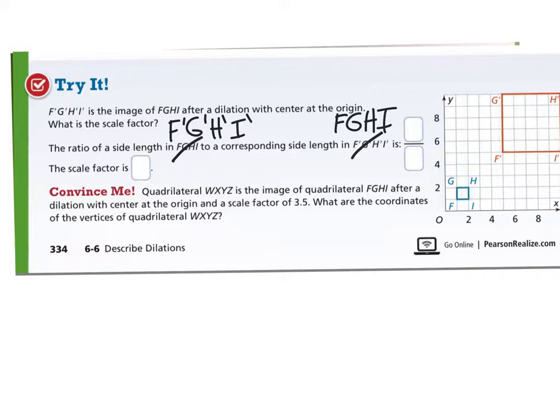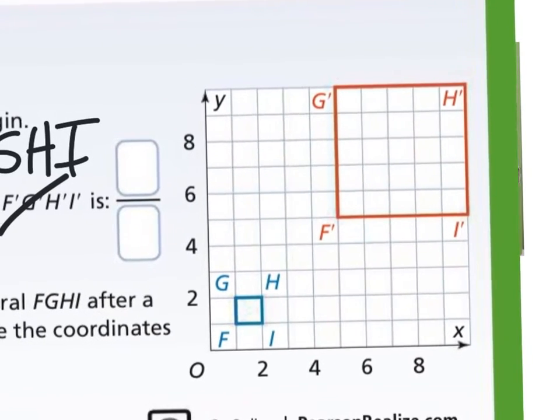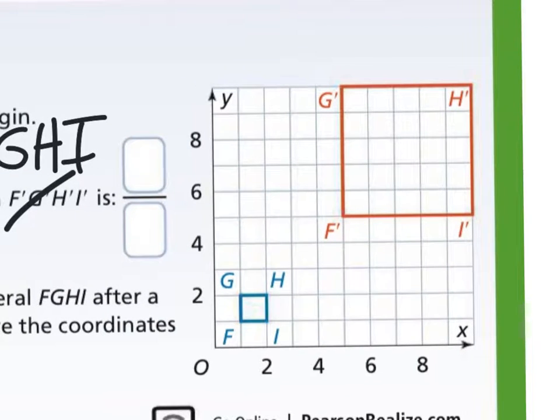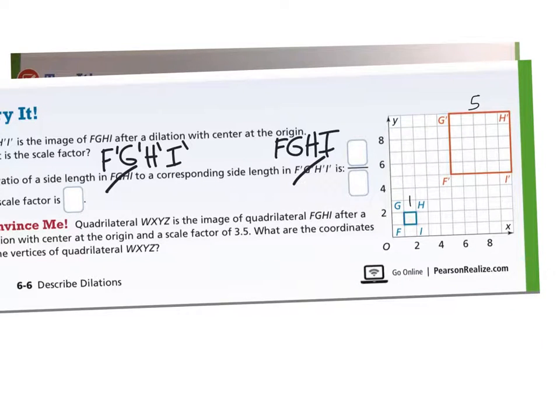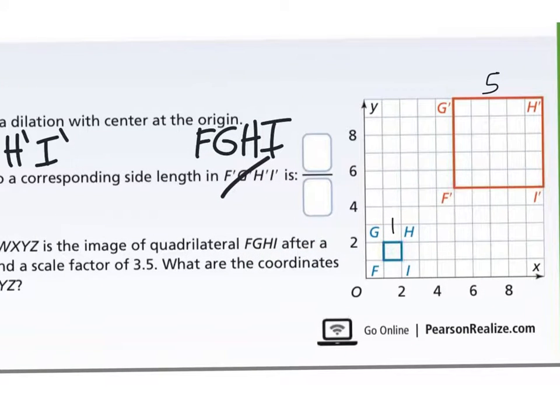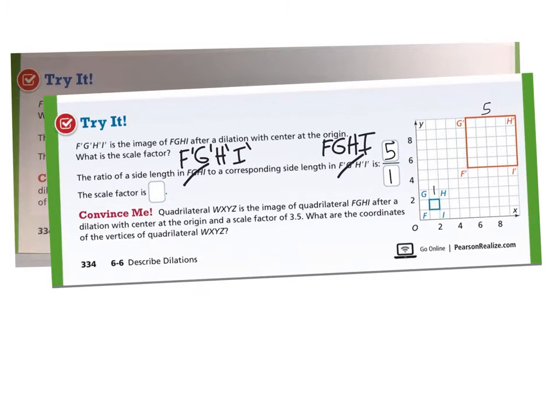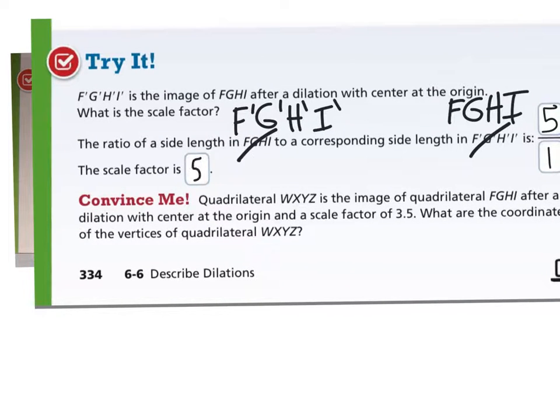Okay, this is a change in the book then. They want the ratio of the side length of F prime, G prime, H prime, I prime to the side length of F, G, H, I. So on the prime one, we've got a square. Each side has a length of what? 5, okay? On the non-prime, our original figure, each one has a side length of 1, okay? So the ratio of the prime one to the non-prime one means we put the prime one on top. That would be a ratio of 5 over 1. 5 over 1 divides out nicely, and that would be the same as 5. So our scale factor then is 5.